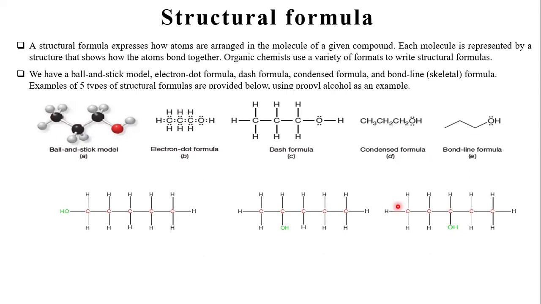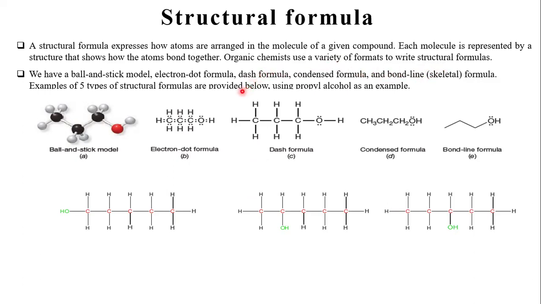A structural formula expresses how atoms are arranged in the molecule of a given compound. Each molecule is represented by a structure that shows how the atoms bond together. These formulas provide more information than simple molecular formulas, which only indicate the types and numbers of the atoms present. Structural formulas illustrate the connectivity between atoms and can also show the spatial arrangement of the atoms in three-dimensional space. Organic chemists use a variety of formats to write structural formulas.